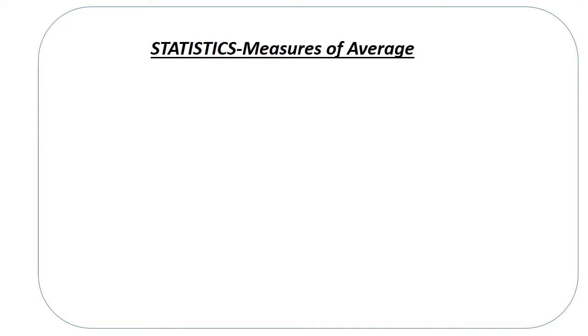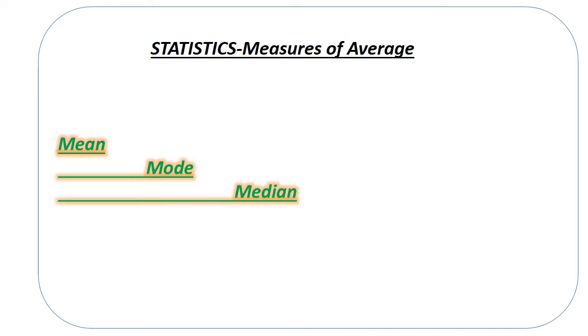Welcome to the second part of statistics. In the previous video, we talked about interesting concepts and terminologies when we were studying data representation. Here, we're going to take a look at measures of average. So we're going to discuss three terms: mean, mode, and median.